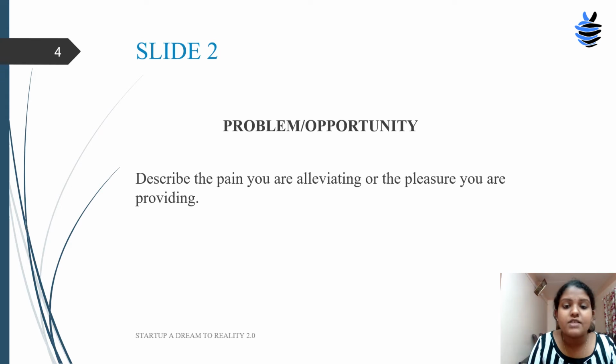So therefore, it is important in the second slide to give the problem of your organization or the opportunity, or the goods or service or any kind of thing that your idea is giving to the customers. So in slide number 2, describe the pain you are alleviating or the pleasure you are providing to the customers. So let's move to the next slide.